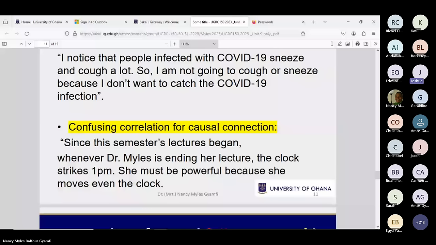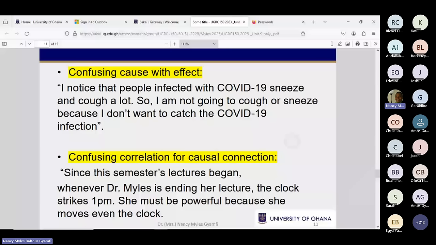I noticed that people infected with COVID-19 sneeze. No, that is not confusing correlation. That one is confusing cause with effect. It's another fallacy. Please read this one: confusing correlation for causal connection. Okay.